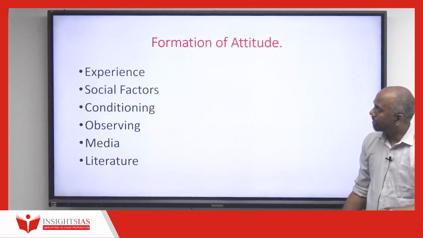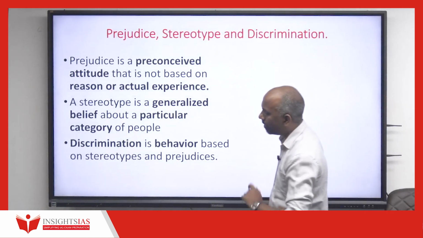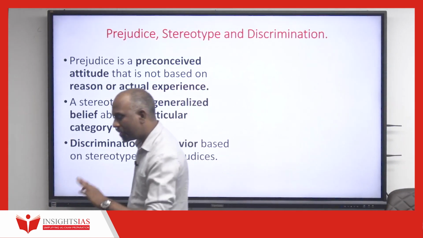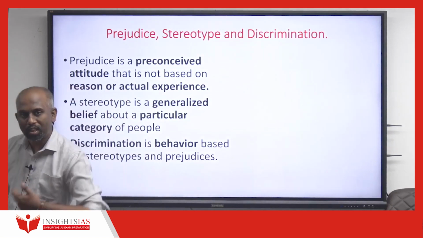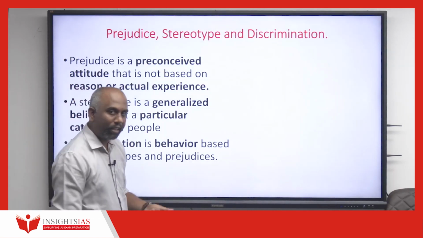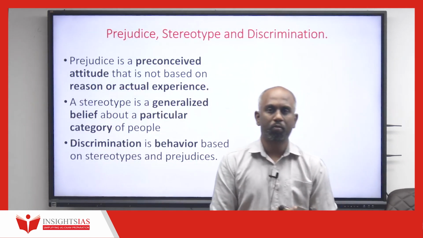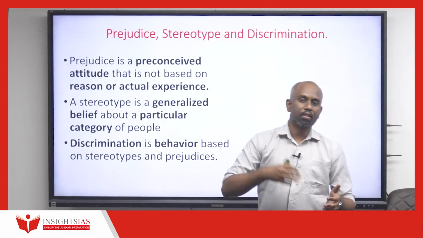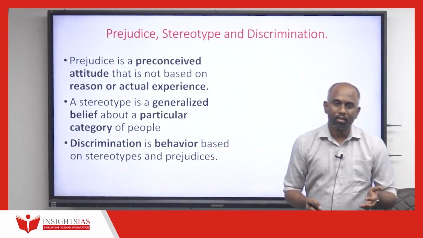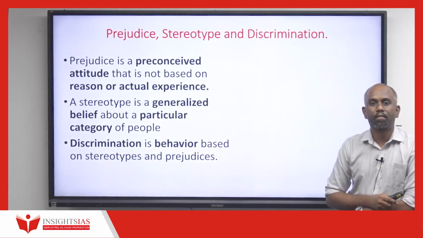Okay, next, I've taken these three terms: prejudice, stereotype and discrimination. Prejudice and stereotype are related to attitudes. That's why I took them up. What is a prejudice? A prejudice is a preconceived attitude. Even before you are engaging with that person, object or process, you have this attitude preemptively that it is wrong, that it is negative. Such a preconceived attitude is what we call prejudice.